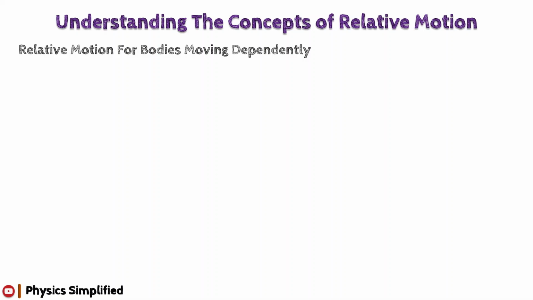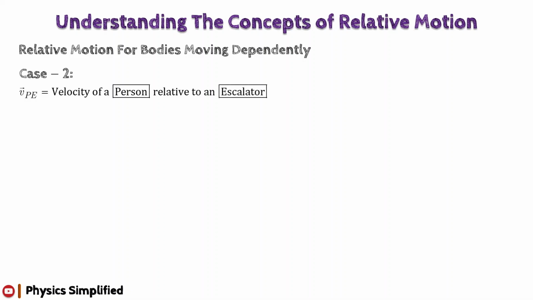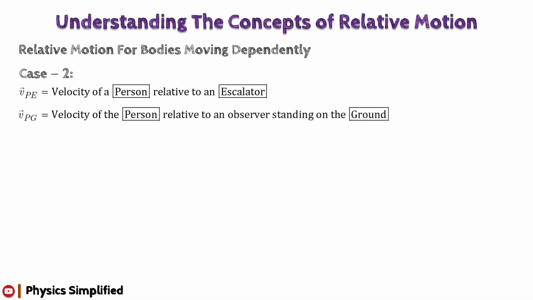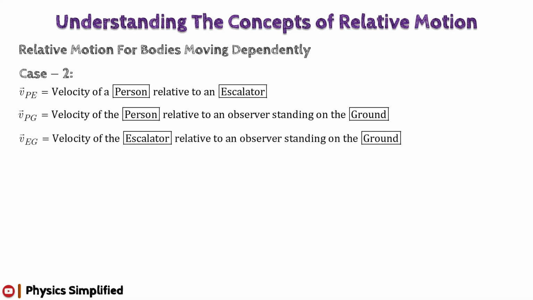Let us consider another case of relative motion for bodies moving dependently. In this case, we consider the motion of a person on an escalator, observed by a ground-based stationary observer. Let vector v_pe be the velocity of a person relative to an escalator, vector v_pg be the velocity of the same person relative to a stationary observer on the ground, and vector v_eg be the velocity of the escalator relative to the ground, that is, to the ground-based observer.